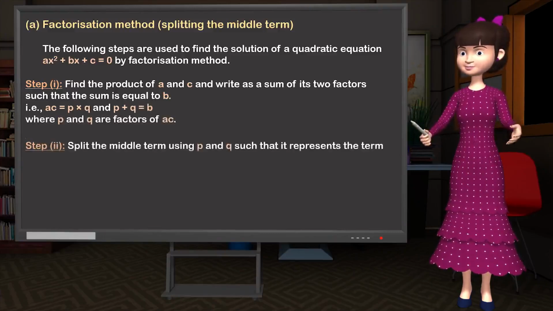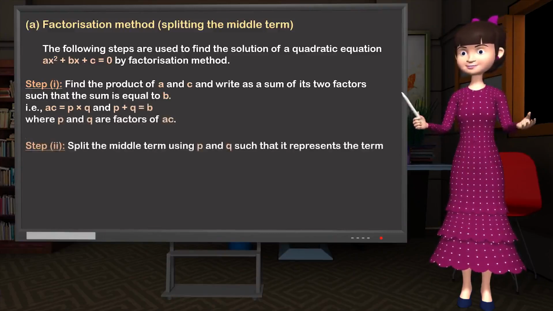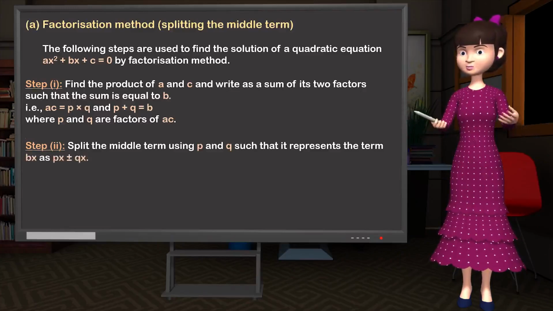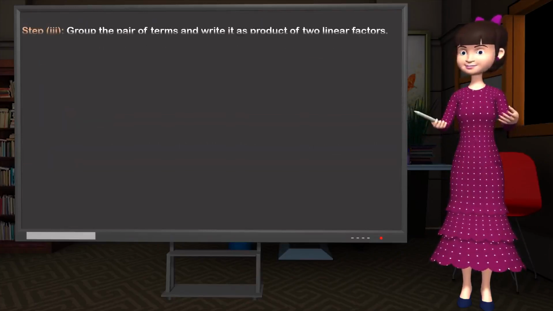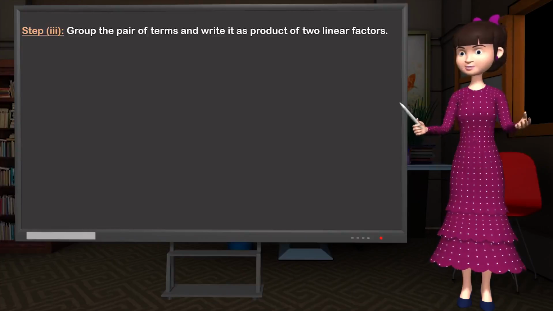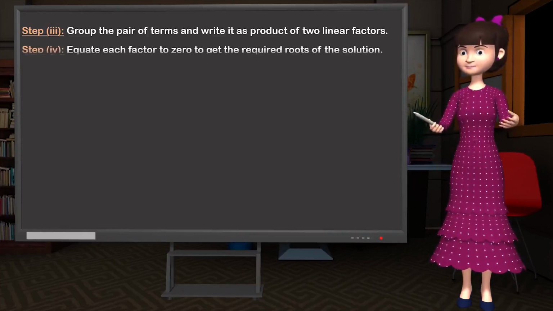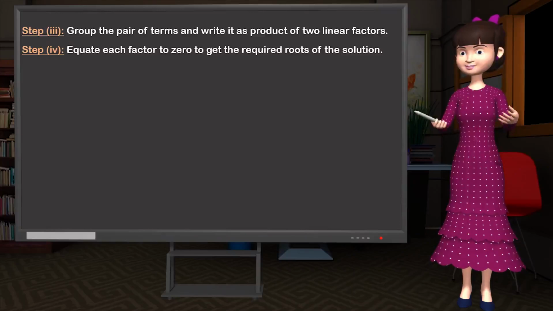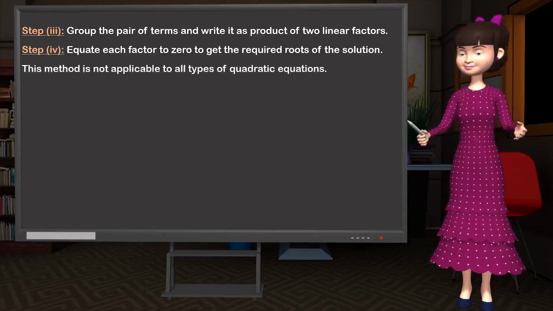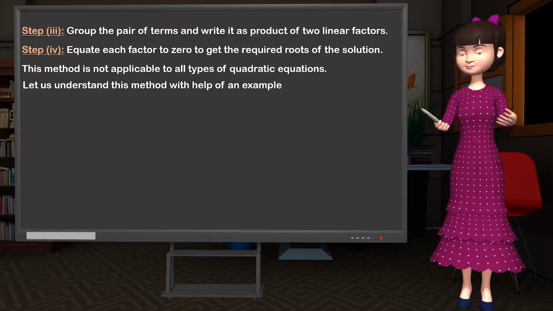Step 2. Split the middle term using p and q such that it represents the term bx as px plus or minus qx. Step 3. Group the pair of terms and write it as product of two linear factors. Step 4. Equate each factor to 0 to get the required roots of the solution. This method is not applicable to all types of quadratic equations. Let us understand this method with the help of an example.